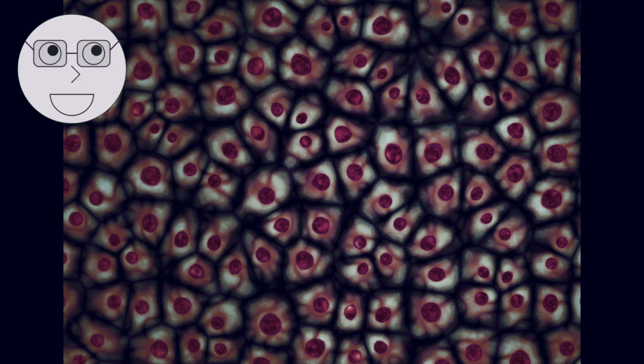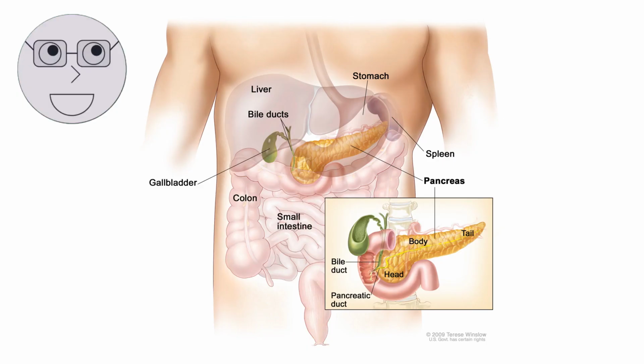The fourth level of biological organization is the tissue. Tissues are groups of cells that work together to perform a specific function. Examples of tissues include muscle tissue, nervous tissue, and epithelial tissue. The fifth level of biological organization is the organ. Organs are groups of tissues that work together to perform a specific function. Examples of organs include the heart, lungs, and liver.